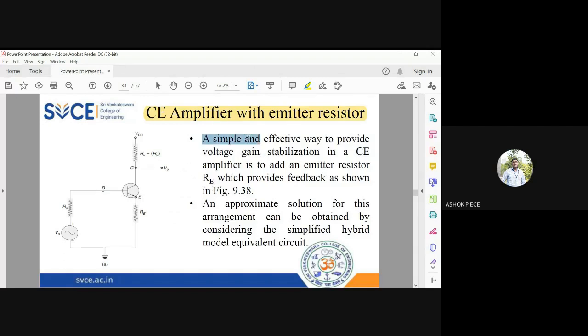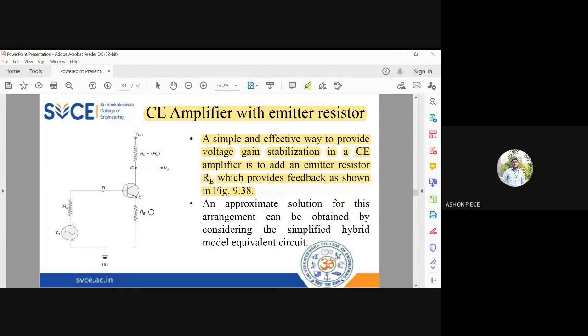Okay, another simple method of providing voltage stabilization in a common emitter amplifier is to add an emitter resistance RE. This emitter resistance is going to provide the necessary feedback. Any change in the emitter current, this emitter resistance will act upon it, and it will ensure that the collector current is essentially a constant value. That is the purpose of adding this emitter resistance.